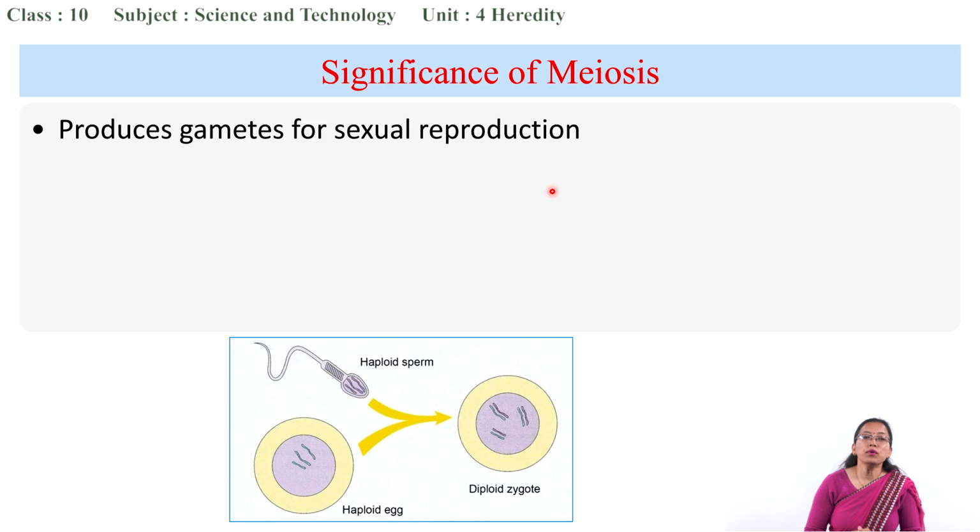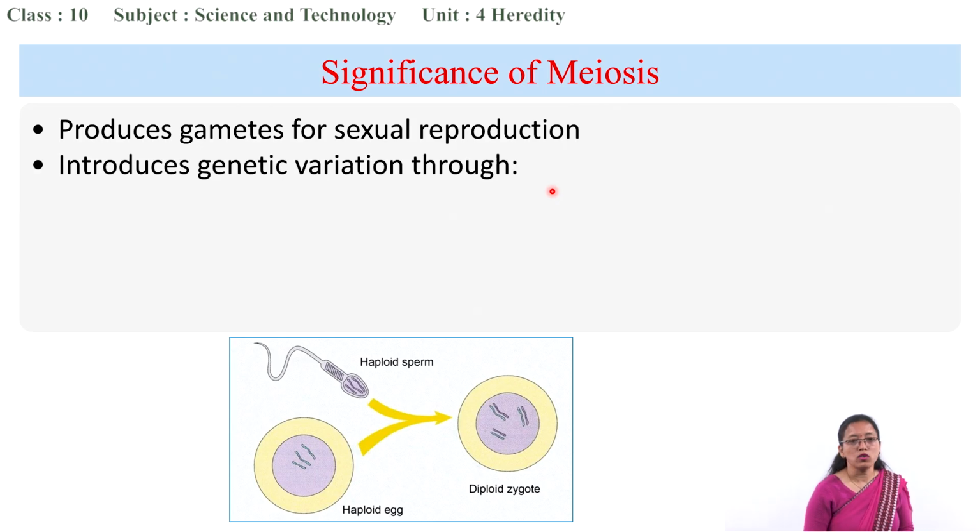Now, what are the importance or the significance of the meiosis cell division? Already you know that, yeah? You can describe also. What are those? It produces gametes for sexual reproduction. The main importance, the main purpose of meiosis cell division is producing gametes for reproduction.